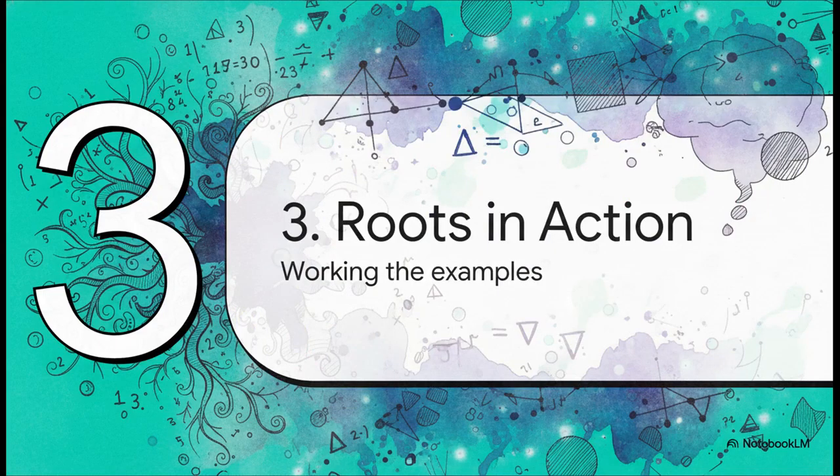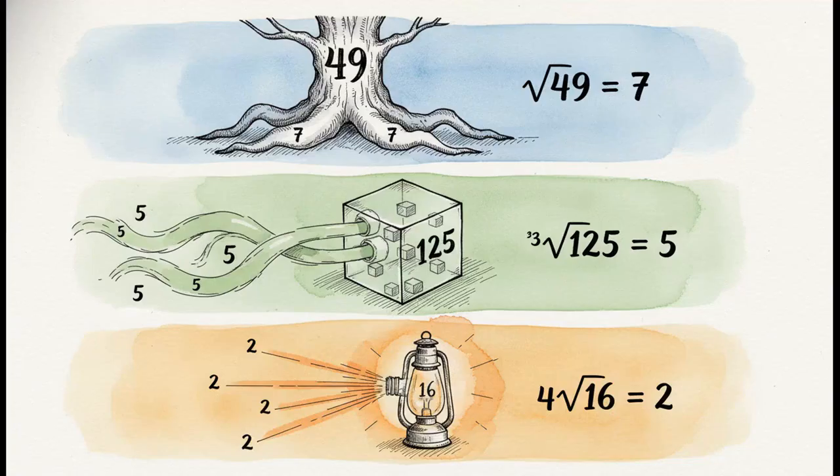All right, enough with the theory. We've got the rules down. Now let's see these things in action and actually solve a few problems. Let's warm up with some nice, clean numbers. The square root of 49? Well, that's 7, because 7 squared is 49. The cube root of 125 is 5, since 5 times 5 times 5 gets you 125. And the fourth root of 16 is 2, because 2 to the fourth power is 16. See? Not so bad, right?